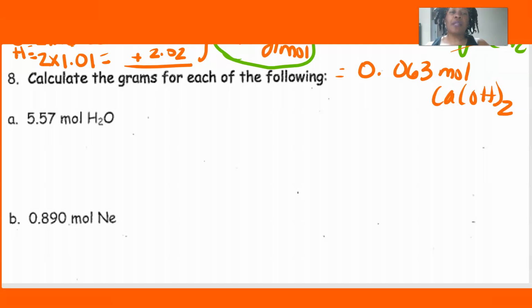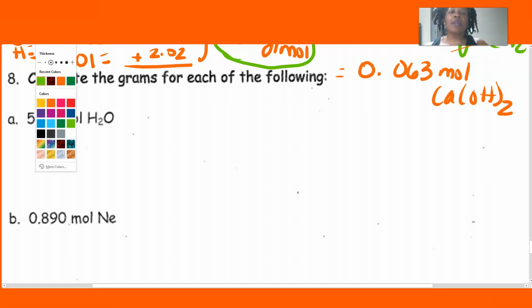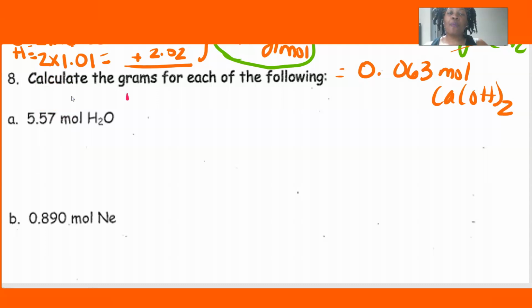Here in this particular example, they want you to calculate the grams for each of the following moles. So you're going to have to go from a mole to a gram. So that means you're going to be multiplying each of these numbers by their weights, okay? Remember how I said earlier, if you have a compound, it's 2 steps, and if you have an element, that's 1 step? Well, guess what? This is a 2-step problem. Why? Because H2O is a compound.